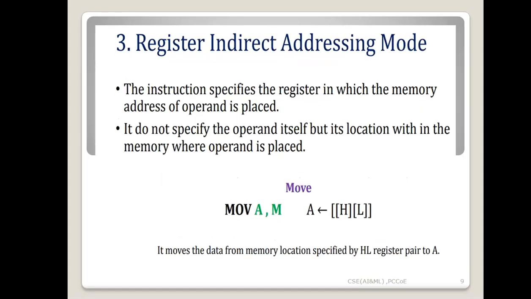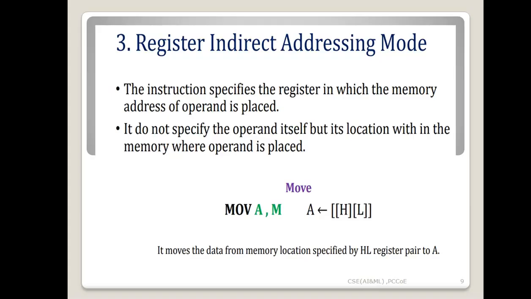The third addressing mode is register indirect addressing mode. Here the instruction specifies the register in which the memory address of the operand is placed. It does not specify the operand itself, but its location within the memory where the operand is placed. Just see an example, MOV A, M. Here it moves the data from the memory location specified by the HL register pair to the A register.